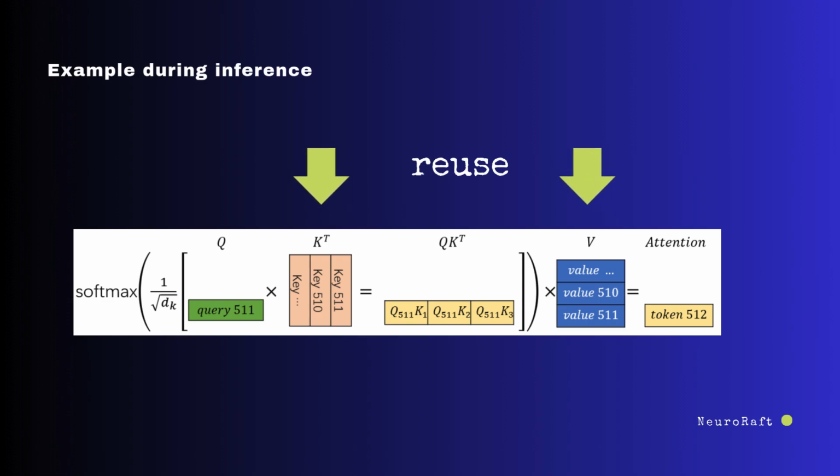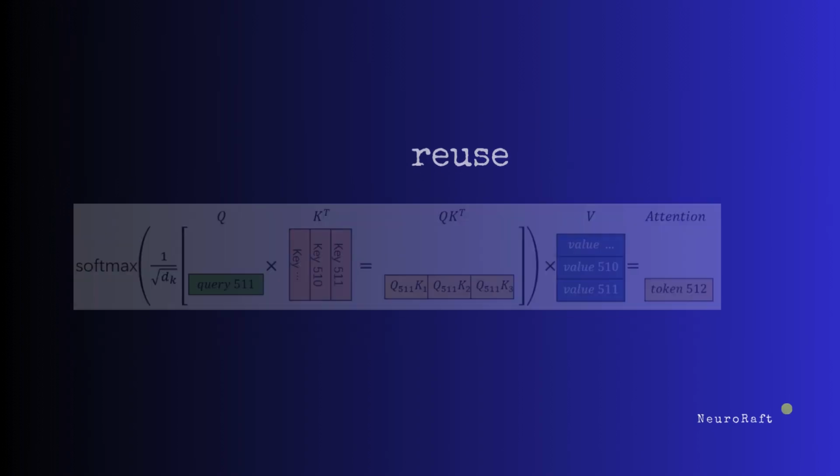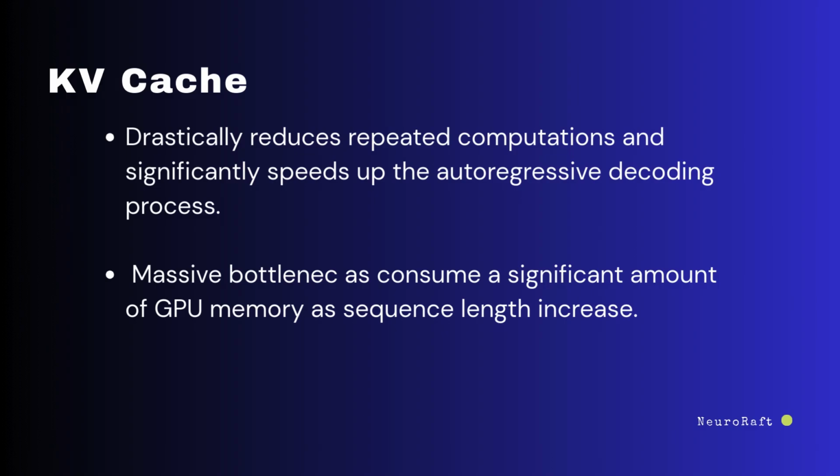This simple optimization is the key idea behind the KV cache. It prevents the model from doing the same work over and over again. It reuses the past computations, leading to a much faster and more efficient text generation process. In conclusion, the KV cache is a fundamental optimization that drastically reduces repeated computations and significantly speeds up the autoregressive decoding process in modern large language models.